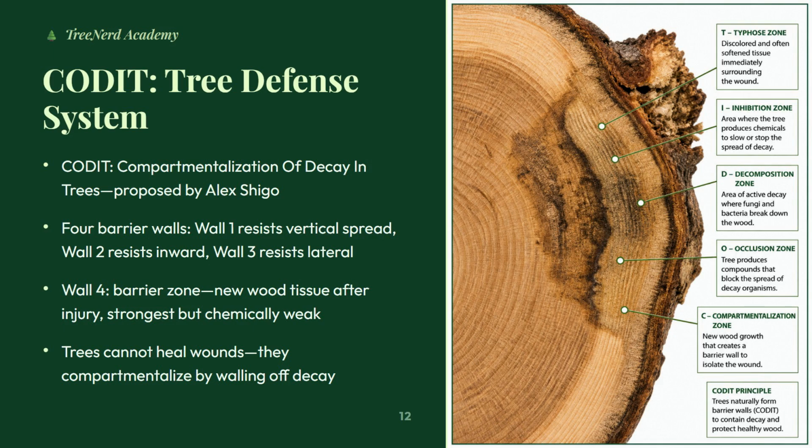Wall 2 uses latewood cells and chemicals to resist inward spread. Wall 3 activates ray cells to resist lateral spread. Wall 4 forms new wood tissue, the barrier zone, strongest against decay. Wall 4 is chemically strong but structurally weak. Trees cannot heal wounds, they can only wall them off. Proper pruning technique is critical.